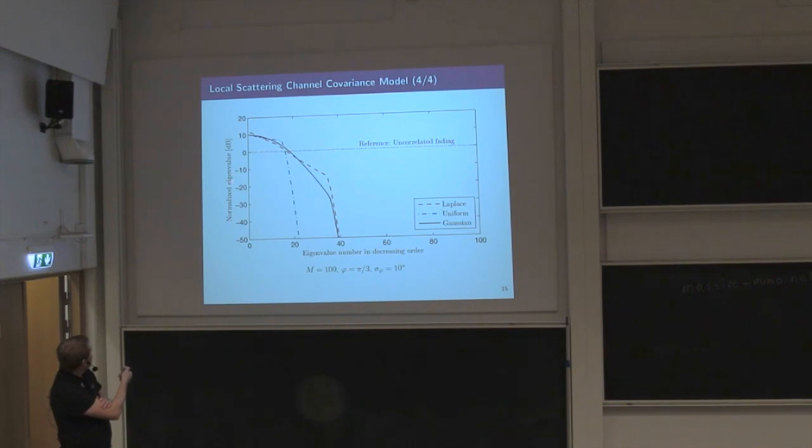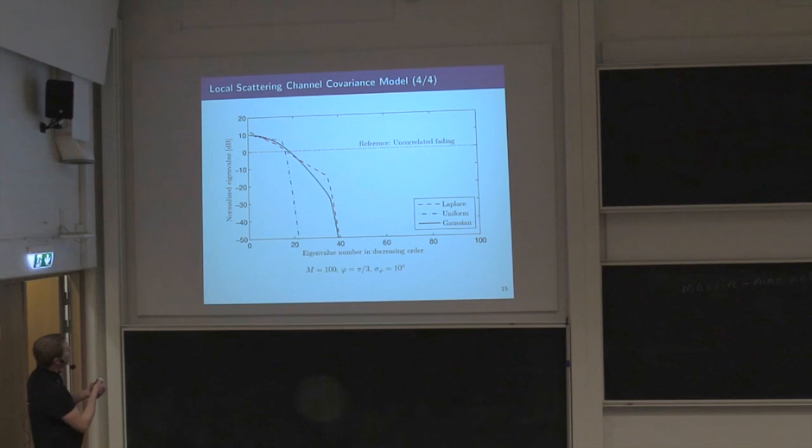Here is a normalized eigenvalue. So in the reference case here of uncorrelated fading, all the eigenvalues are 1, and therefore in decibel scale they will be 0. And with the different models here, the blue one being the uniform distribution, there are some large eigenvalues here that tend to be larger than in the uncorrelated fading case, and then it goes rapidly down. And some of the eigenvalues are very small, so not even shown here. Then with the Laplace and Gaussian distribution, it goes down a bit more slowly, but eventually you also get rid of all of the eigenvalues, and you have a number of eigenvalues that are almost 0.